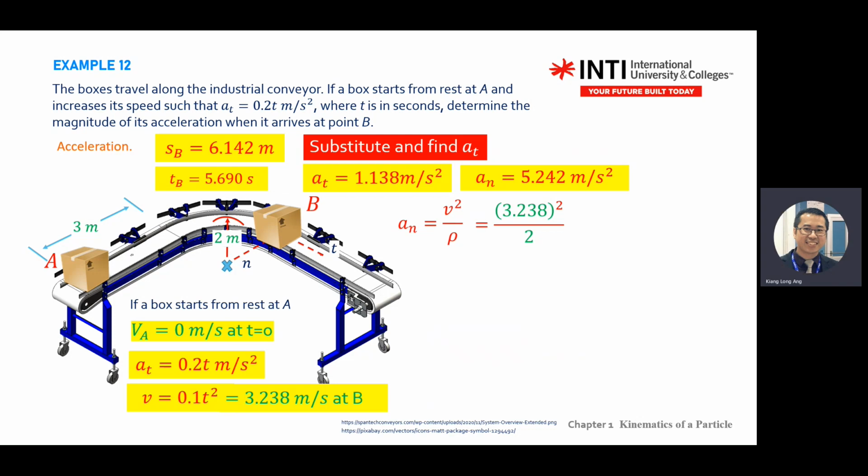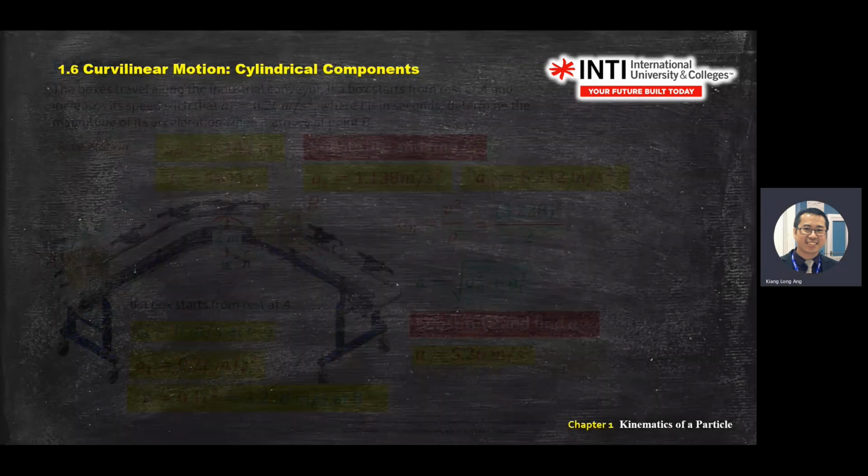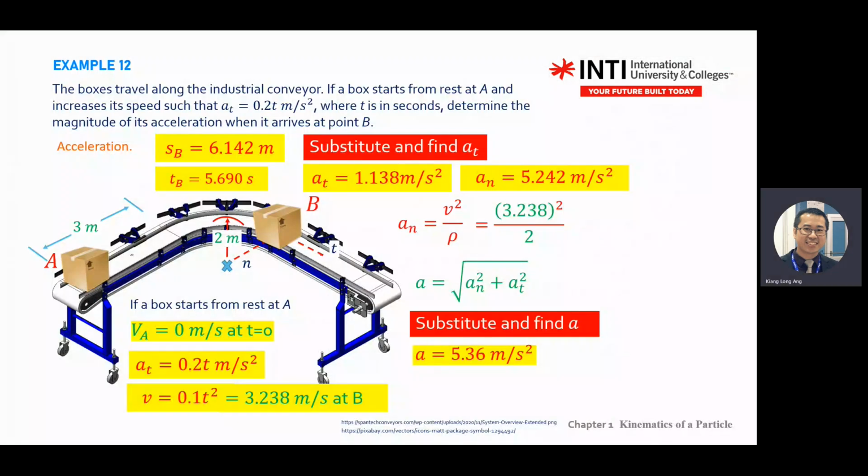You have your a_t and a_n, so you can find the resultant acceleration. Square this one plus square this one, square root, you get a. The answer is 5.36. Where is the direction of a? Okay, so here you have normal and tangent. Direction, all right.